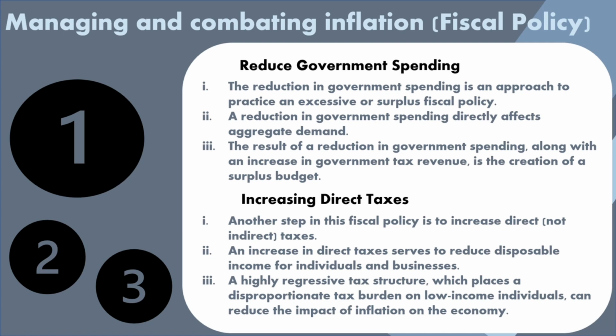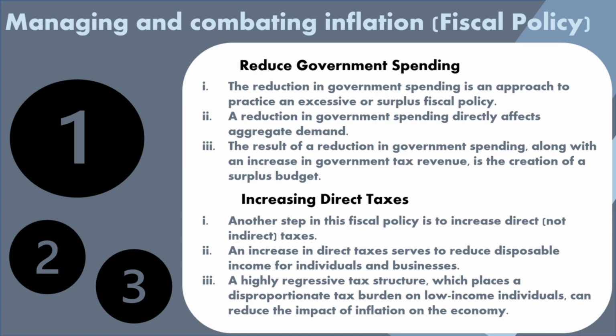Point 2. Increasing direct tax. Another step in this fiscal policy is to increase direct, not indirect, tax. This can be achieved by raising income tax, corporate tax, or other forms of direct taxation. An increase in direct tax serves to reduce disposable income for individuals and businesses. As a result, aggregate demand decreases, contributing to the prevention of a general increase in price level.